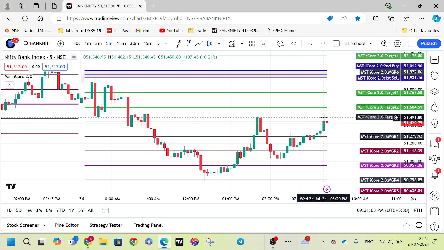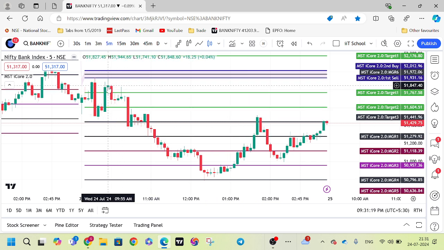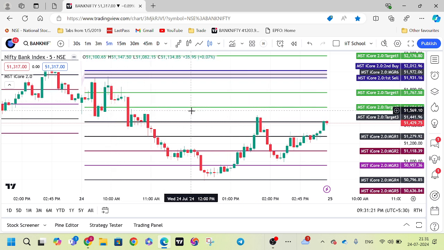To solve this issue, I have developed this indicator which will give you a buy zone and sell zone once the market has opened. Don't think that today only this person has got a wonderful entry, that's why he is showing the video. It is not so. See what we are supposed to do.